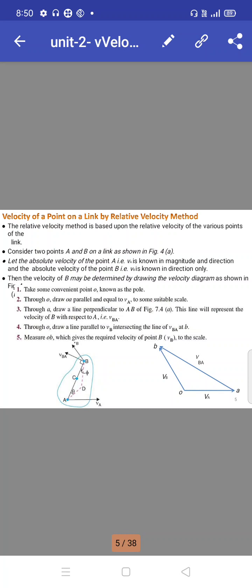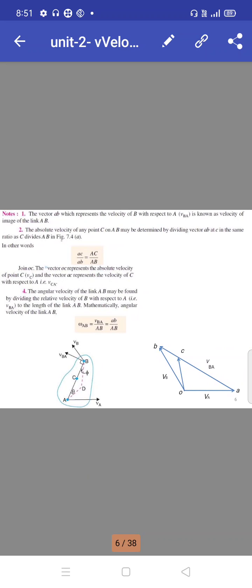Through O, draw OA parallel and equal to VA to some suitable scale. Through A, draw a line perpendicular to AB. This line will represent the velocity of B with respect to A. Through O, draw a line parallel to VB intersecting the line VBA at B. Measure OB, which gives the required velocity of point B to the scale.